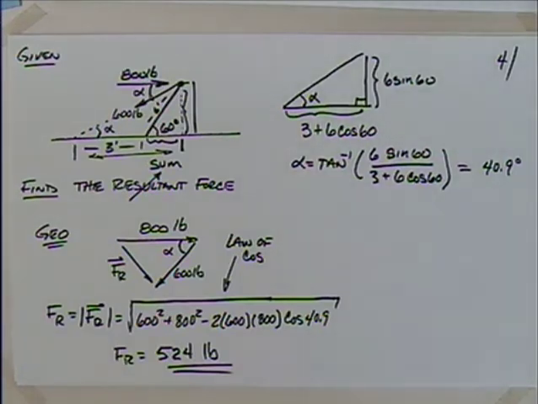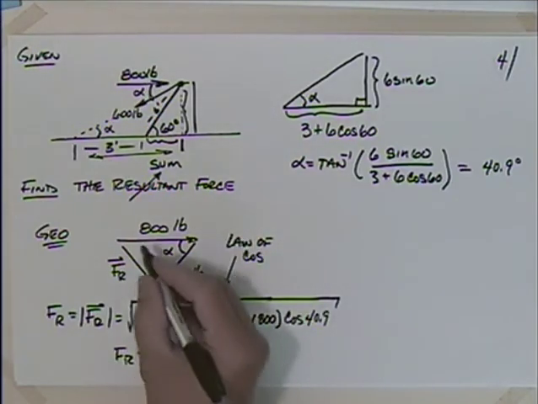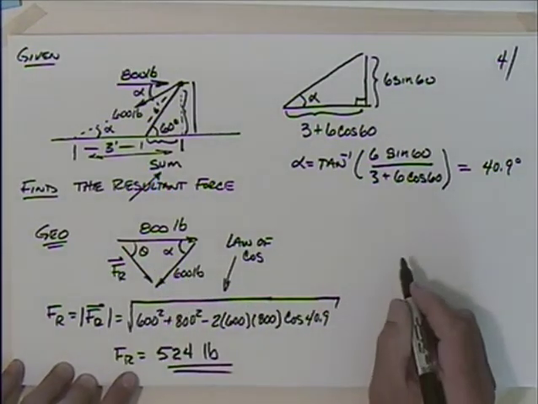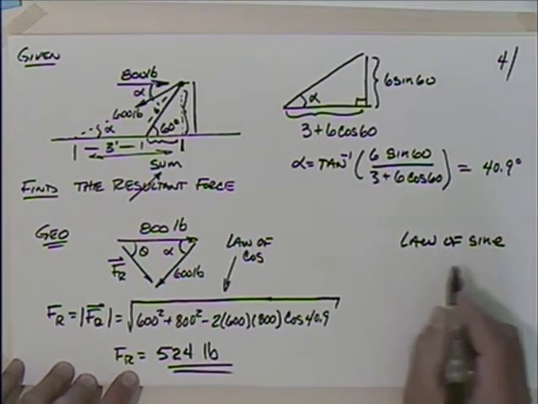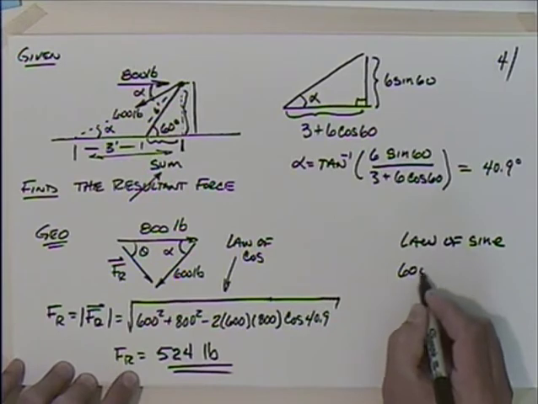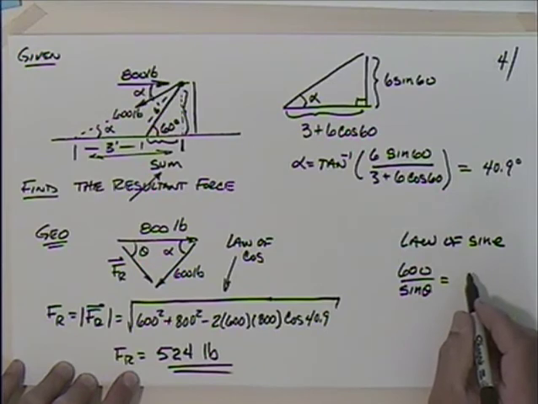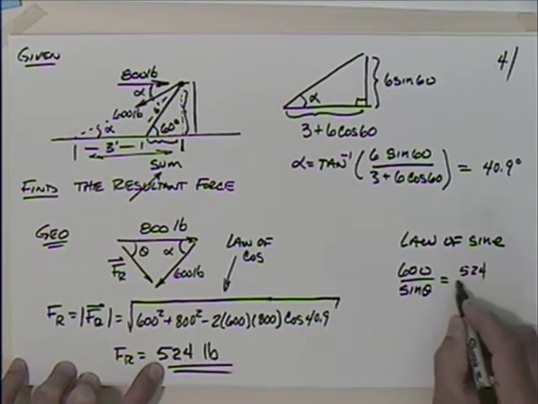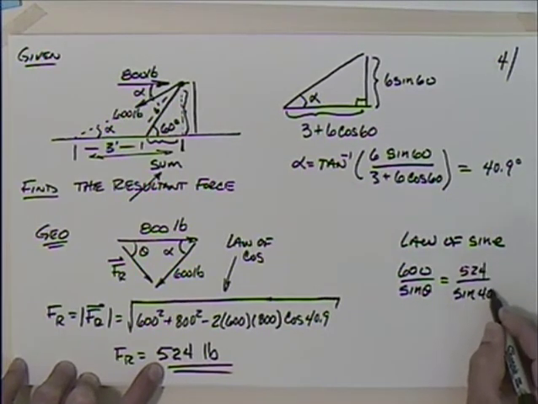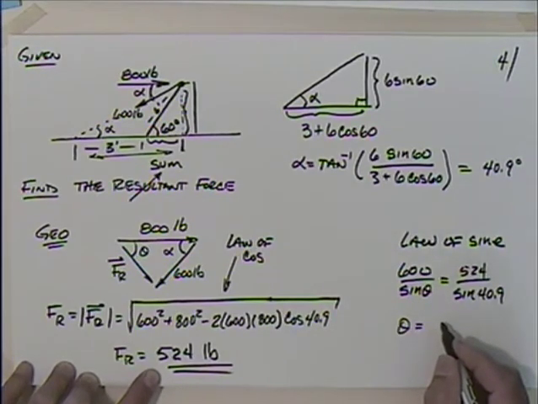Now, the last thing we probably need to do is, if I answer what's the resultant, it is a force, it's a vector, so I'd better get a direction on this thing. So let me put an angle in here. I could call that theta. We could use then the law of sines. So with the law of sines, we could say that 600 was to the sine of theta as what? F sub r, our 524 that we just found, is to the sine of 40.9.